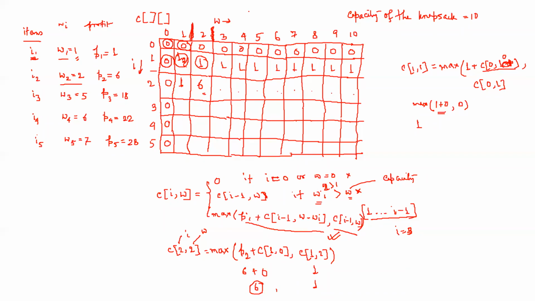Sir, if we are choosing this order of filling up, this means that if we are choosing the second item for capacity 2, that means we are already skipping the first item. We are skipping the first item.